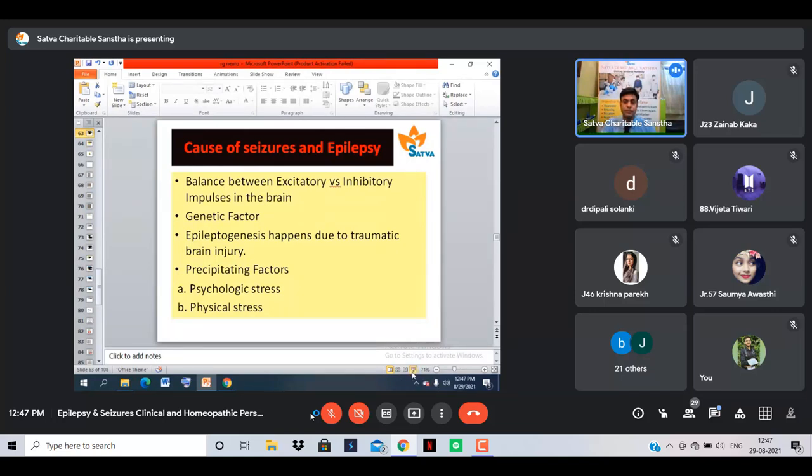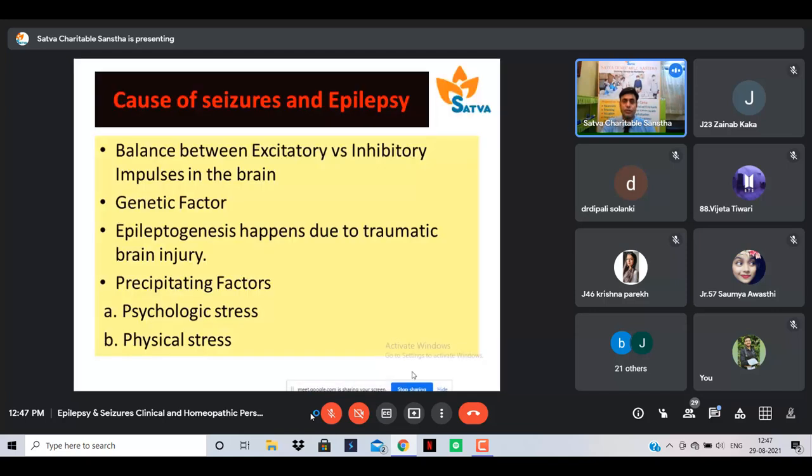So usually, if you understand, the cause of seizure and epilepsy is a balance which is disturbed between the excitatory and the inhibitory impulses in the brain. There can be genetic factors, and there is epileptogenesis which happens due to trauma. So now trauma becomes very important.